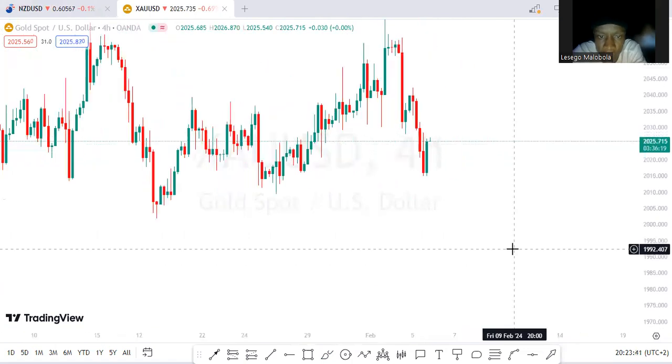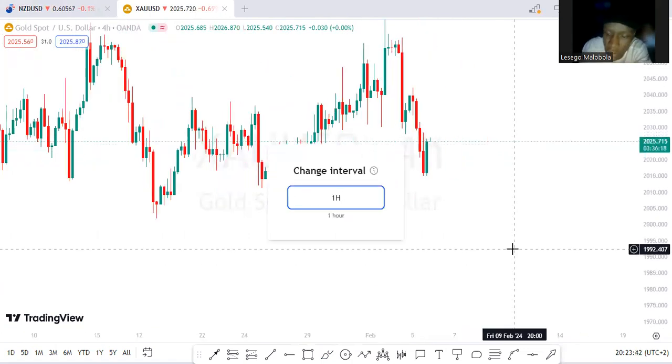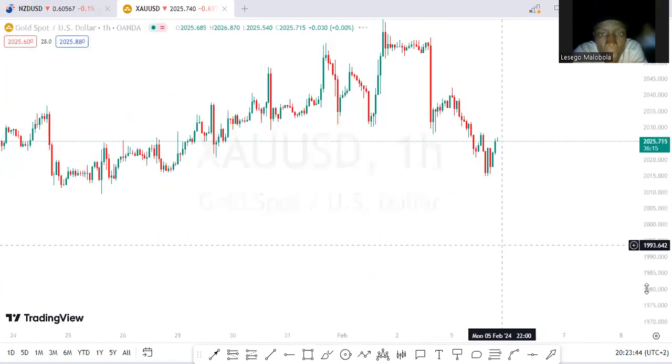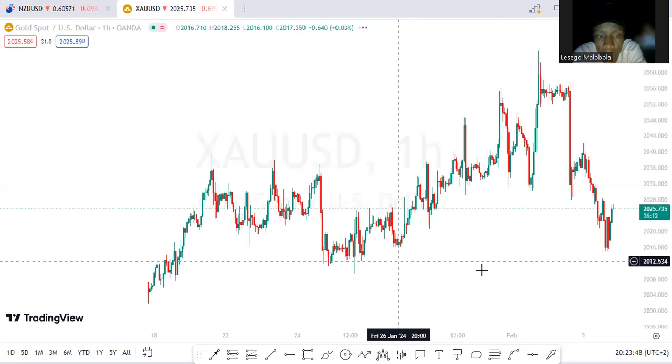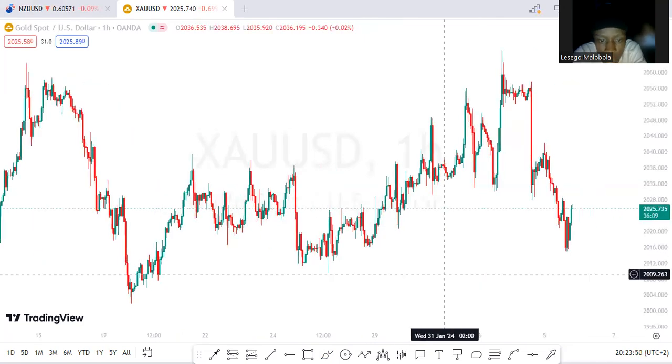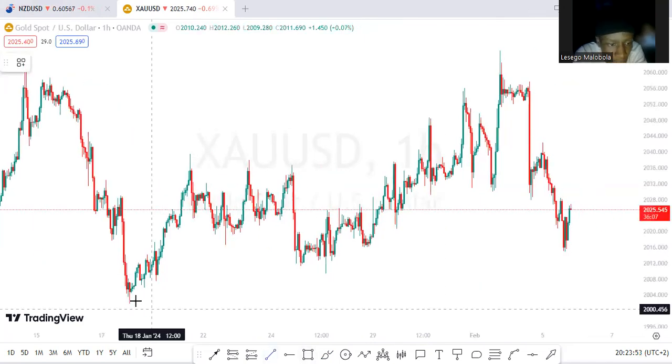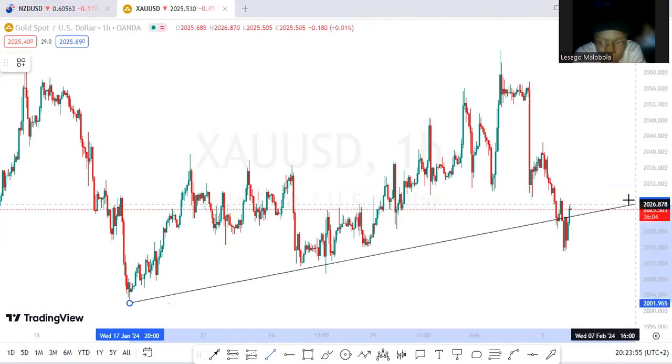I found the structure on the 1 hour time frame. So on the 1 hour time frame, I did see that gold here is giving us some sort of an uptrend structure, of which it broke.